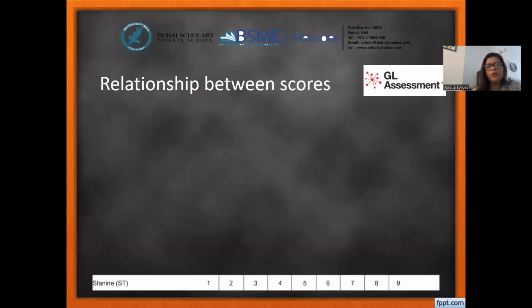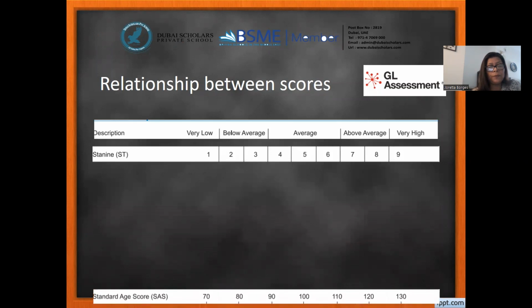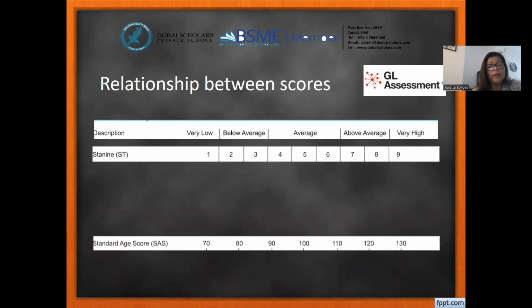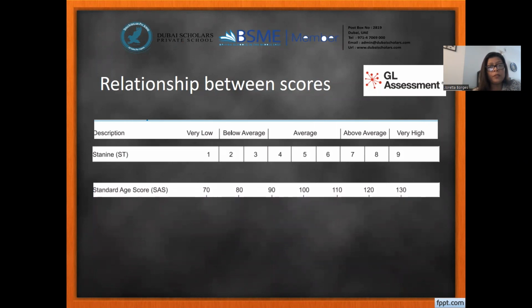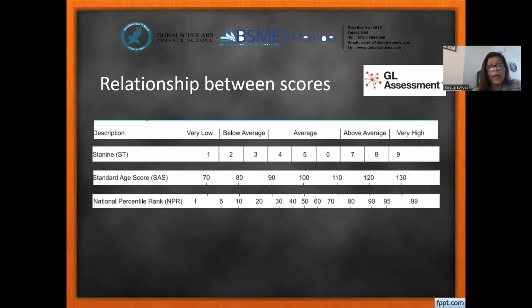The next visual offers you a simple understanding of the quantified scores through a description. You are aware that the stanines range from 1 to 9, where 1 is the lowest and 9 is the highest. You are also familiar now that the standardized age score has an average of 100 and the average score for the national percentile rank is 50. Very clearly, the picture tells you that the stanines 4, 5, and 6 fall in the average range. Anything above 6 is above average, while 1, 2, and 3 are considered below average.